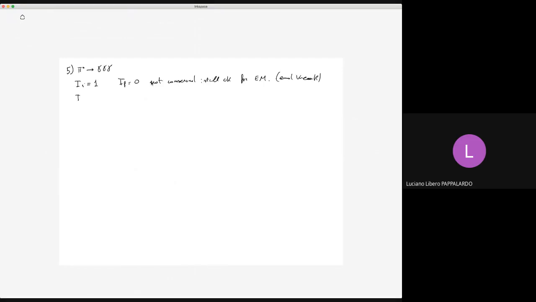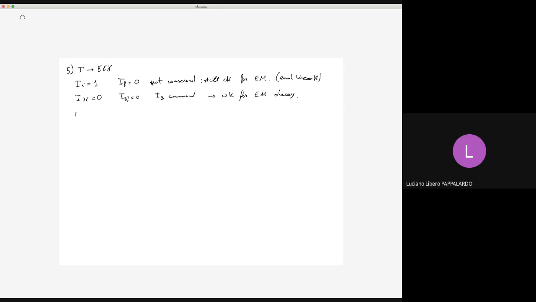What about the third component? Third component for the pi 0 is 0, as we know. Okay, third component in the final state is clearly 0. So I3 is conserved. So again, this is okay for an electromagnetic decay. So why don't we observe this decay?